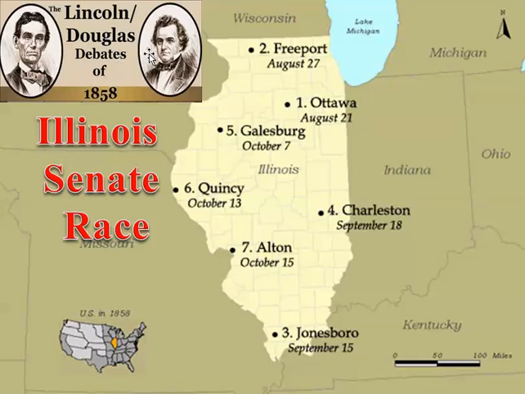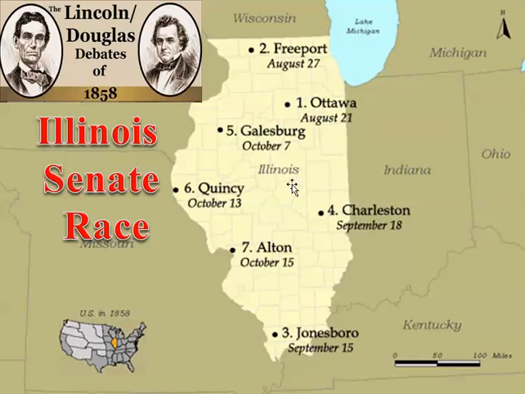In 1858, 2 years prior to Lincoln being elected as President of the United States, he ran in Illinois. Springfield, Illinois is where Abraham Lincoln is from. He ran in the Senate race in Illinois in 1858 as a Republican, and he ran against the individual who wrote the Kansas-Nebraska Act, Stephen Douglas.